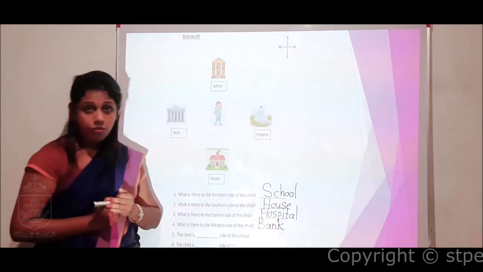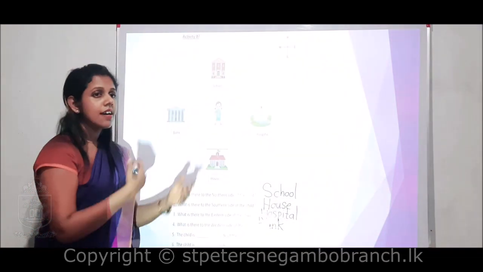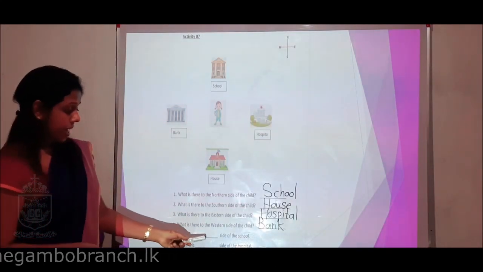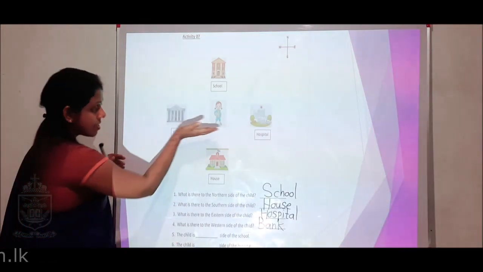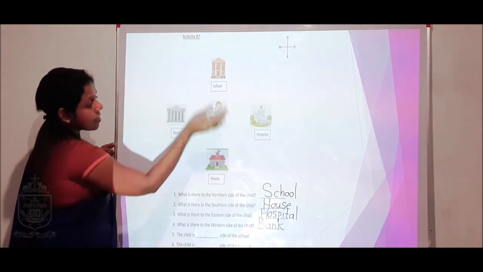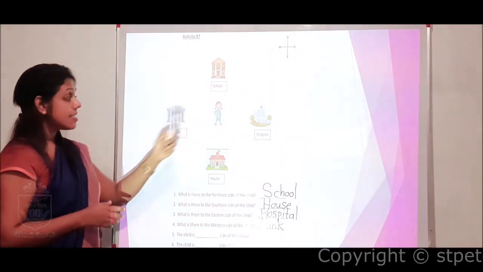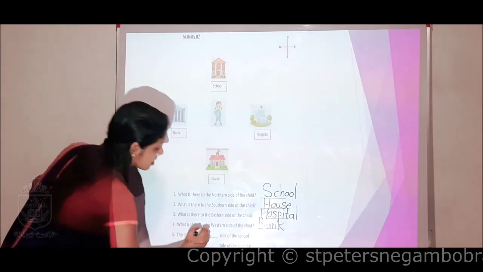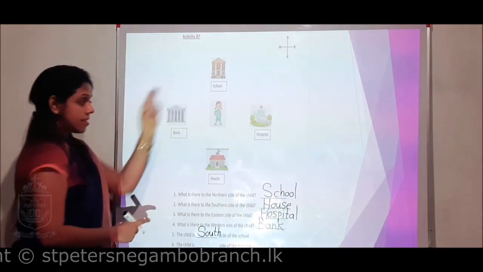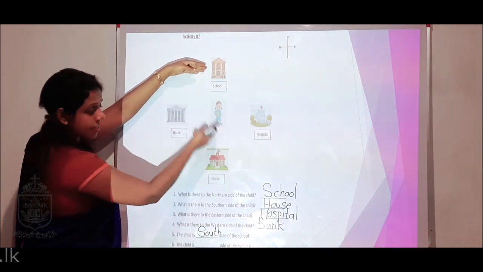So first of all, you can draw a map like this. Then only you can write the answers very quickly. Okay, children. The child is blank side of the school. In which side of the school? The child is in the southern side of the school. South side of the school. This is the school. So in the south side we can see a child is here.